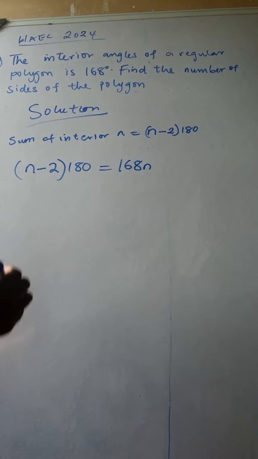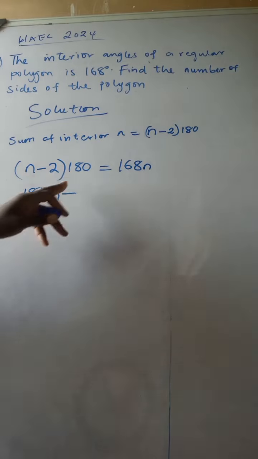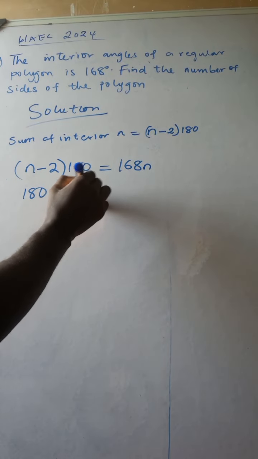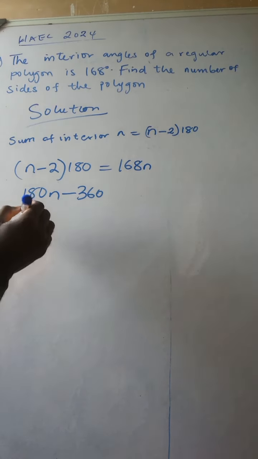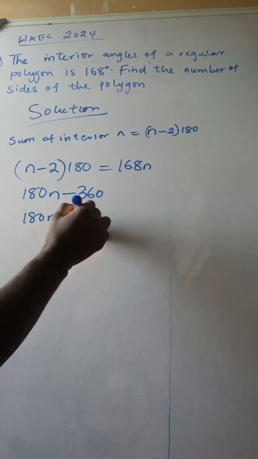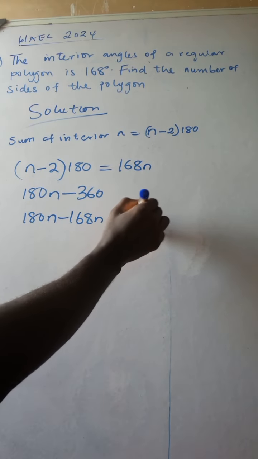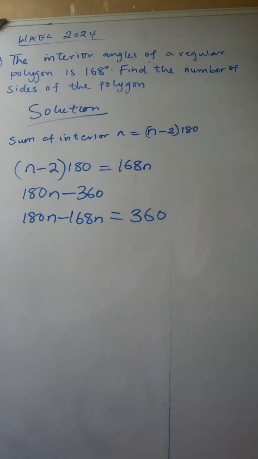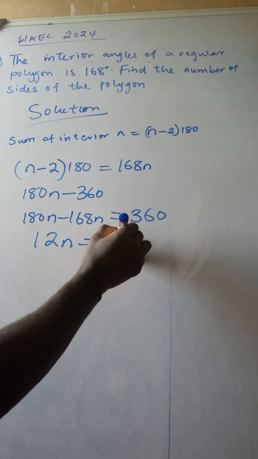So you come back here and expand this bracket. 180 times n is going to give you 180n, minus 2 times 180 is going to give you minus 360. So you are going to collect like terms. To collect like terms, you are going to have 180n, then you bring over 168n here, minus 168n, is equal to, so when this minus 360 crosses, it's just going to become 360. So all you're going to do is subtract. 180 minus 168 is going to give us 12n is equal to 360.